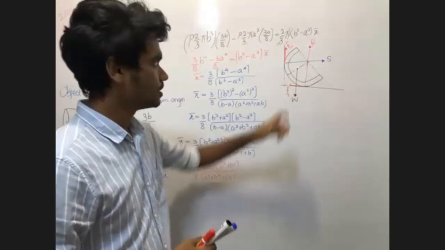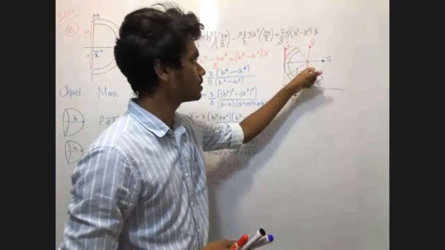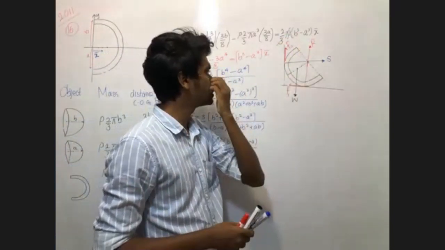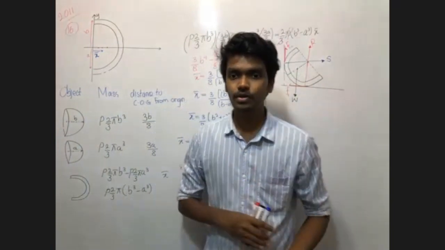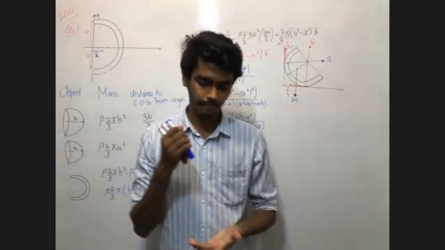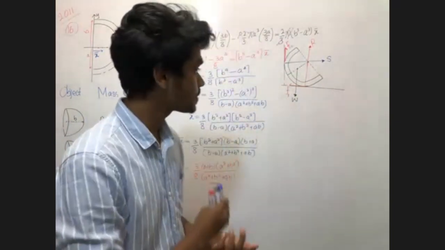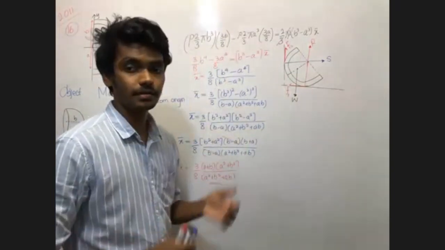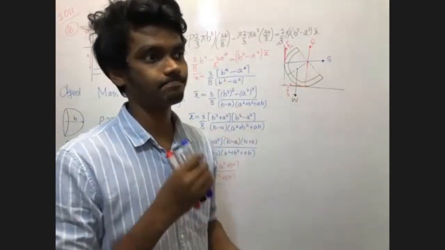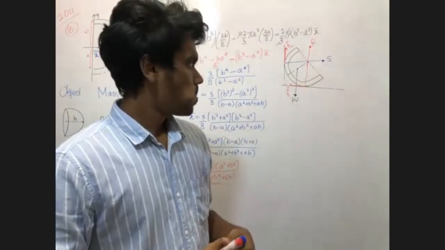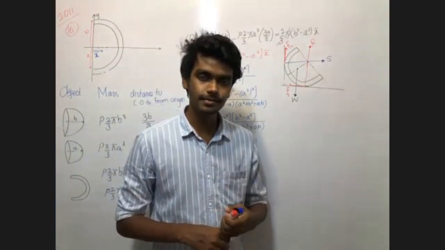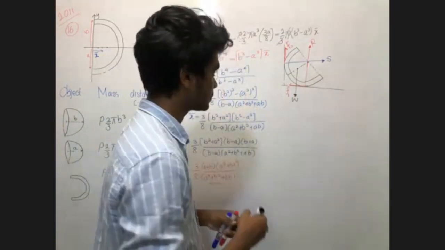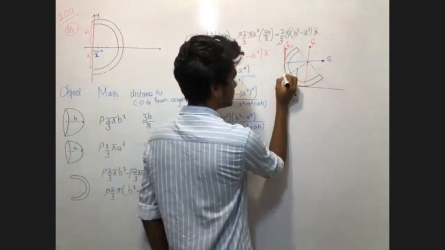Right. So 1, 2, 3, 4, 5. Five forces are there. Okay.